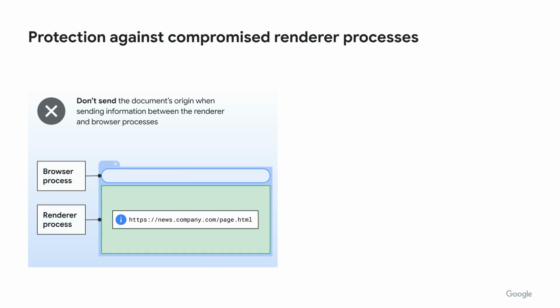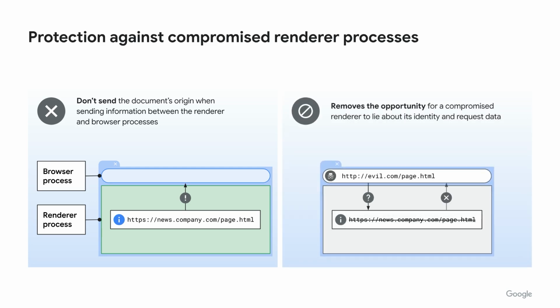Firstly, if your feature needs to send information from the renderer process to the browser process, don't send the document's origin or similar state. The browser process should already know the security origin that a specific renderer process is associated with, so it shouldn't need to hear the origin they're asking for. This removes the opportunity for a compromised renderer to lie about its identity and request privileged data.